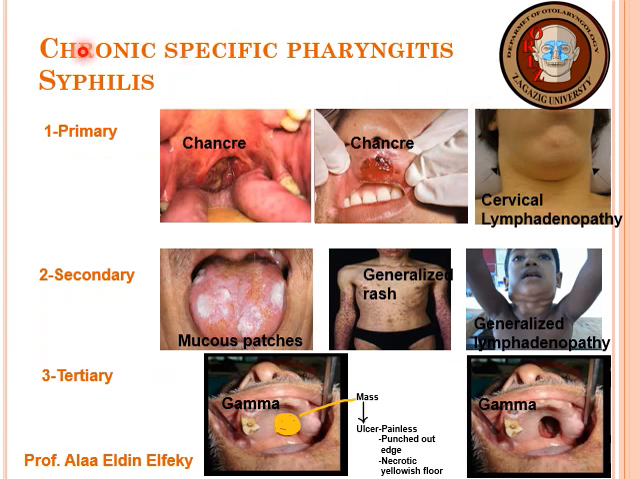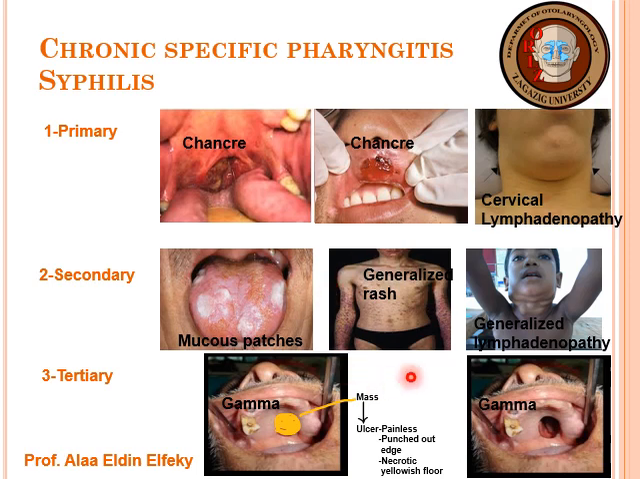Now, chronic specific pharyngitis. These are syphilis, TB, and scleroma. About syphilis, all of us know everything about syphilis, but in the pharynx, in the primary stage, you can see the chancre. What is the chancre? A hard papule that ulcerates to form a sore, usually on the tonsil or on the lip, and usually there is cervical lymphadenopathy. In the secondary stage of syphilis, there are grayish mucous patches on the tongue and on the soft palate.